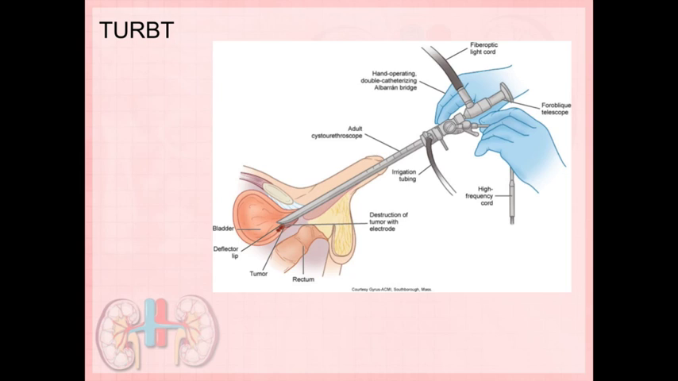Bladder tumors can be removed through a procedure similar to the TURP. A TURBT is a transurethral resection of the bladder tumors and is done via a cystoscope with use of a resectoscope. One difference is the distension media used for this procedure is sterile water.